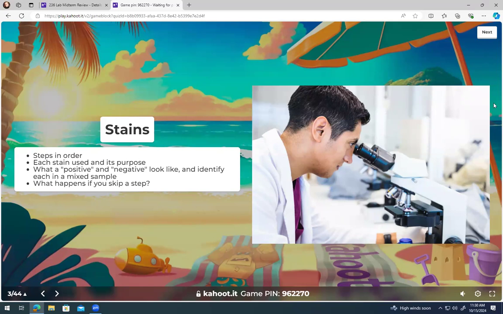Like the last part, this is what I'm saying. What happens if you skip a step? Even if I don't go over every single step with you on all of these, just be able to visualize or write it out on your scratch paper. What would happen if you skipped a step on this procedure? Okay.